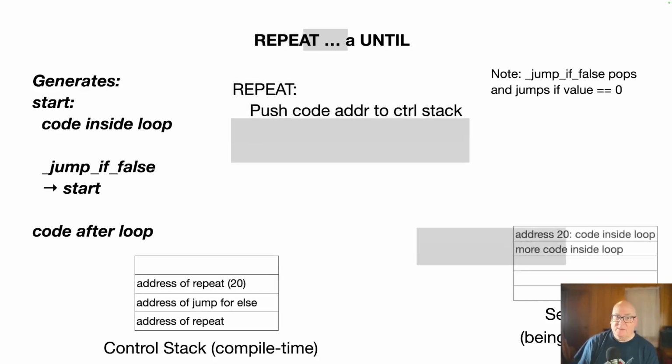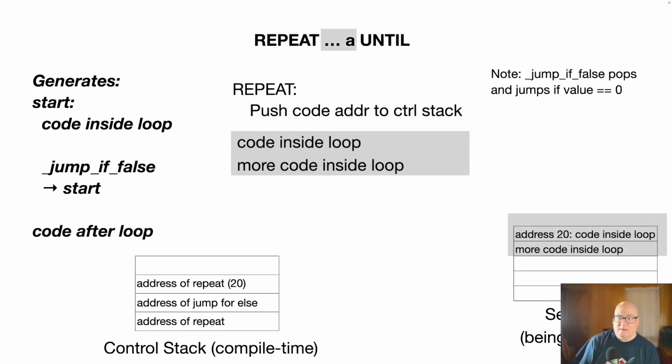All right, then we have the code in the middle, code inside the loop, more code inside the loop. I'm assuming we're at address 20 for the code inside the loop, and then more code inside the loop. We're just generating those sequential slots by whatever mechanism, repeat until is not involved in this. It's whatever else is being compiled.